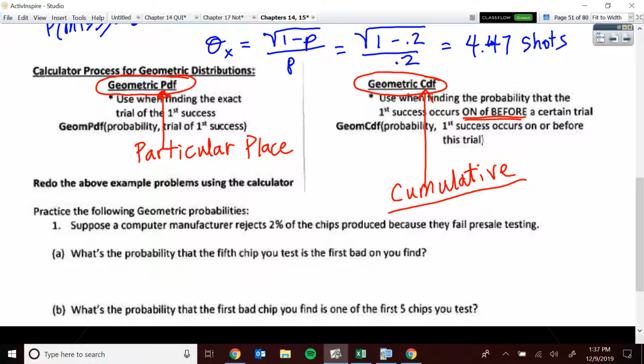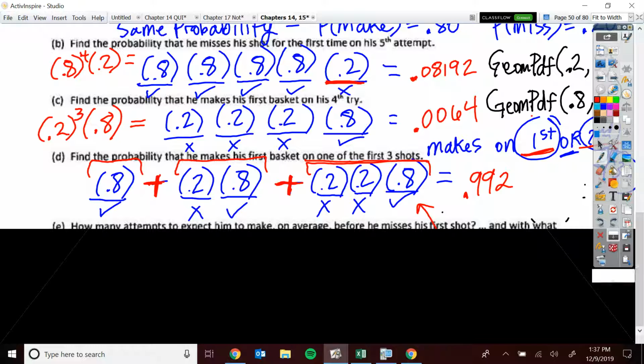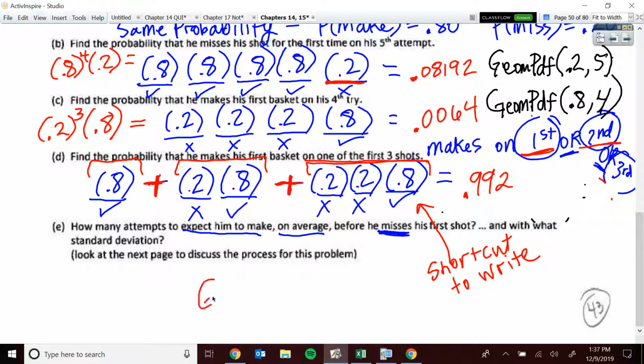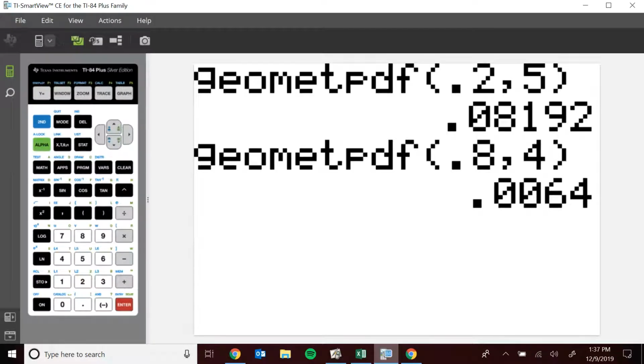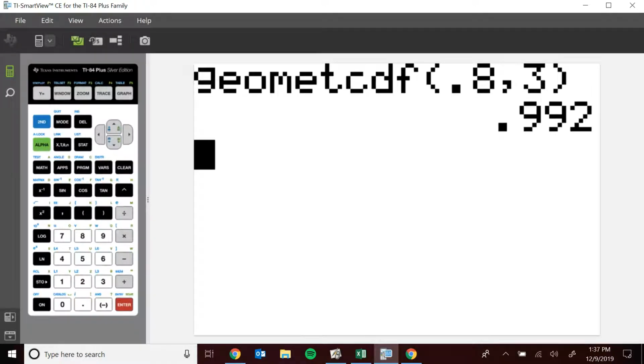So in part D on the previous page, we're going to do geometric CDF of, what do you think? How's this going to go? The geometric CDF, and I want the 0.8 to occur for the first time on or before what? The 3rd trial. So if I do that here, second vars, geometric CDF, I want the 0.8 to occur on or before the 3rd trial, and voila, there's your 0.992, and you didn't have to do all of that multiplying and adding together. So that makes it nice and handy.